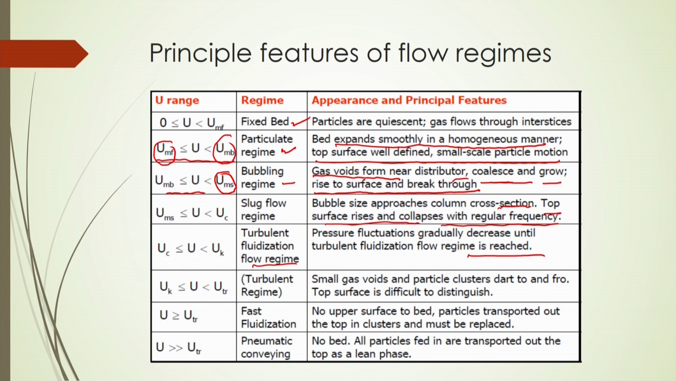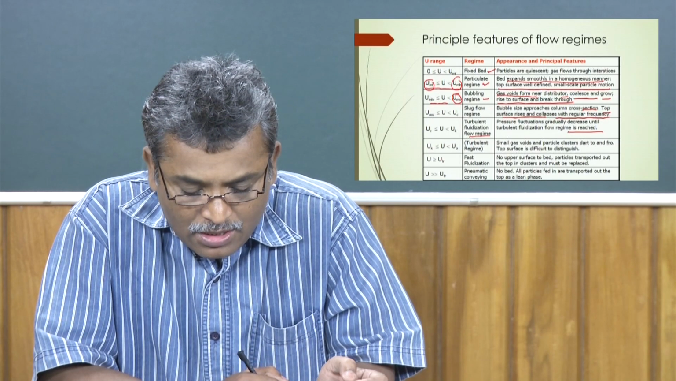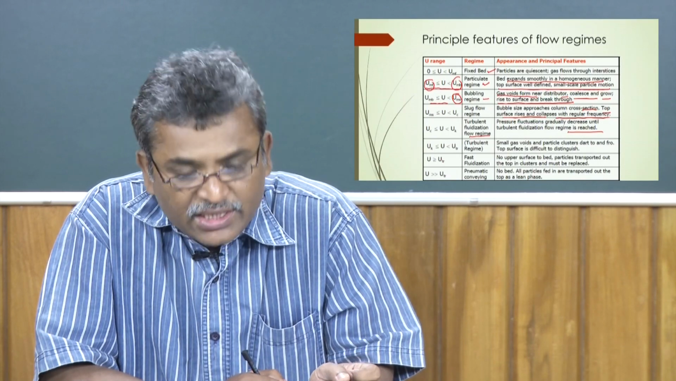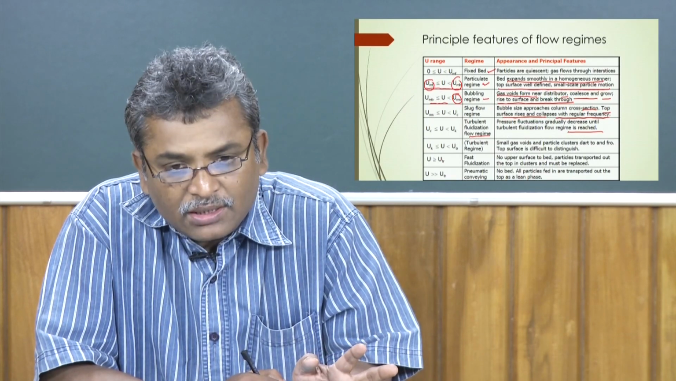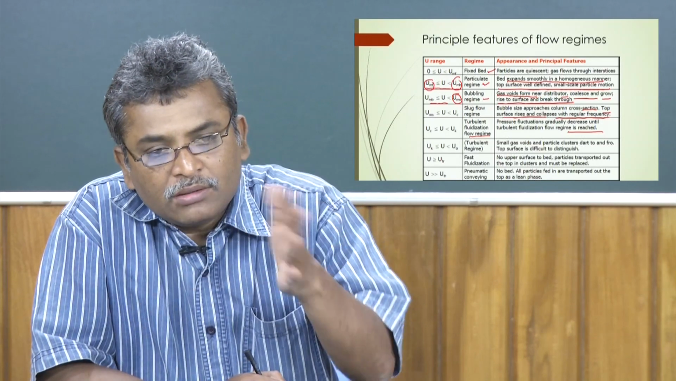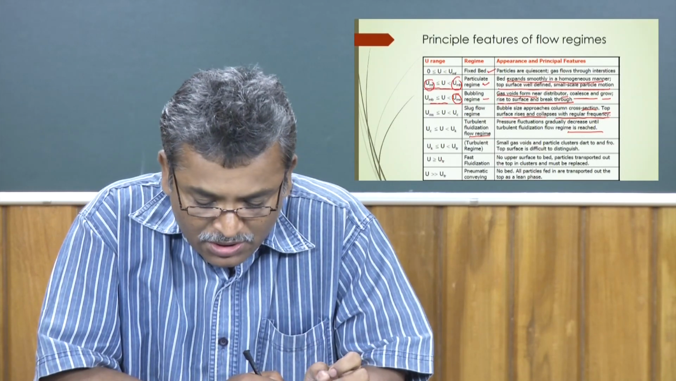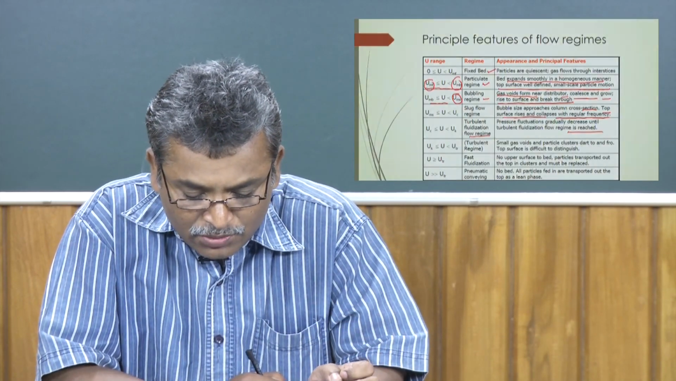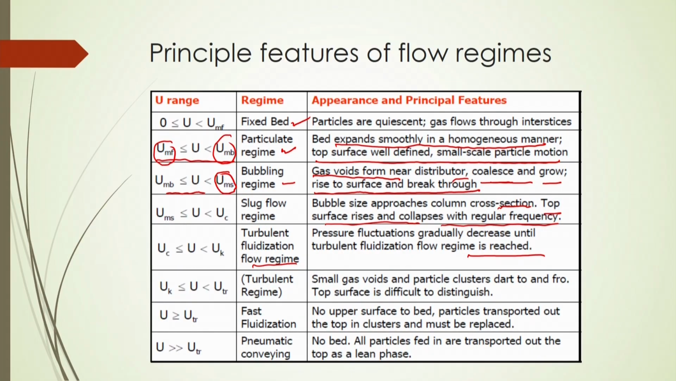In fast fluidization, there is no upper surface to the bed, and particles are transported out the top in clusters and must be replaced. And in pneumatic conveying, there is no bed, of course. All particles fed in are transported out the top as a lean phase.